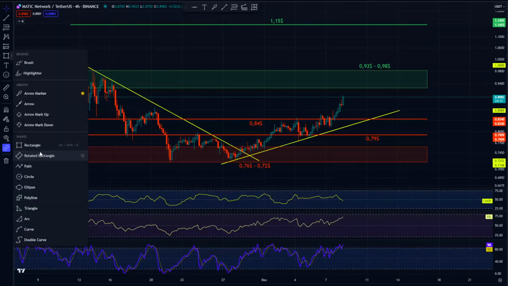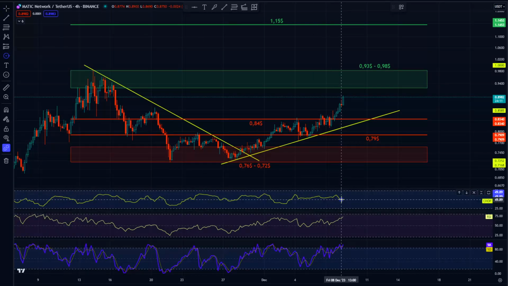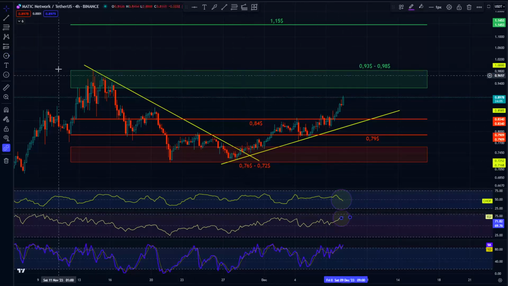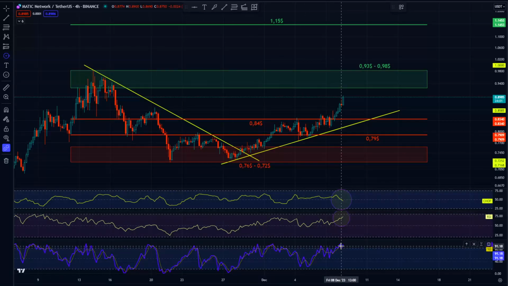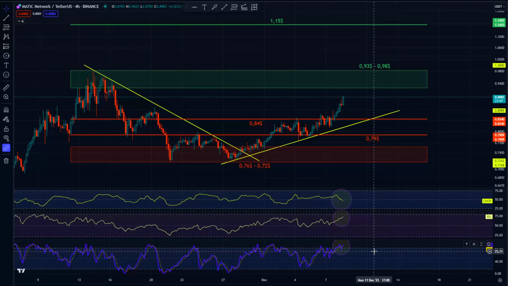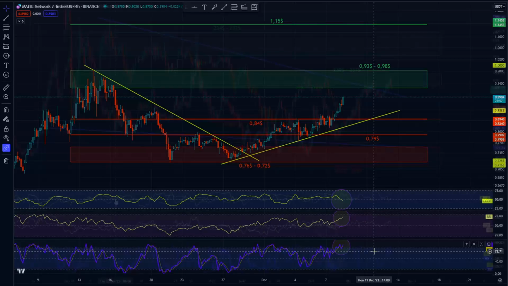The CHOP index indicates that the energy is currently used for an upward movement. The RSI indicator is approaching the upper limit, but there is still room for a larger move, while the stock indicator is moving above the upper limit, which may limit the price increase in the coming time.